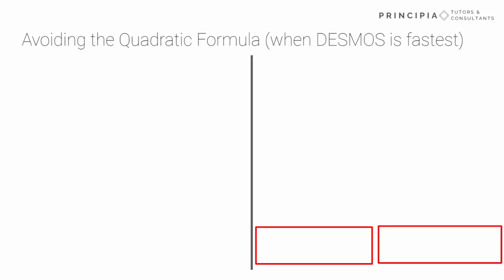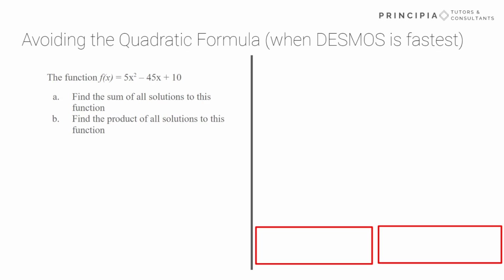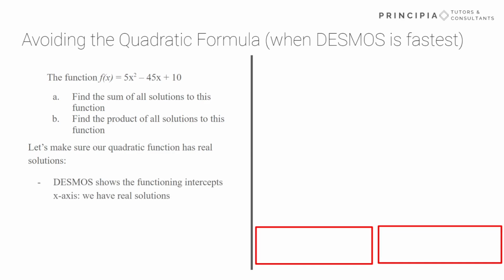All right, so when we want to avoid the quadratic formula when DESMOS is our fastest method. Here's our function, 5x squared minus 45x plus 10. So we want to find the sum and product of all solutions to this function. First off, let's make sure our quadratic function has real solutions using that quadratic discriminant. Now, you can go ahead with that, but to save time, just plug it into DESMOS.